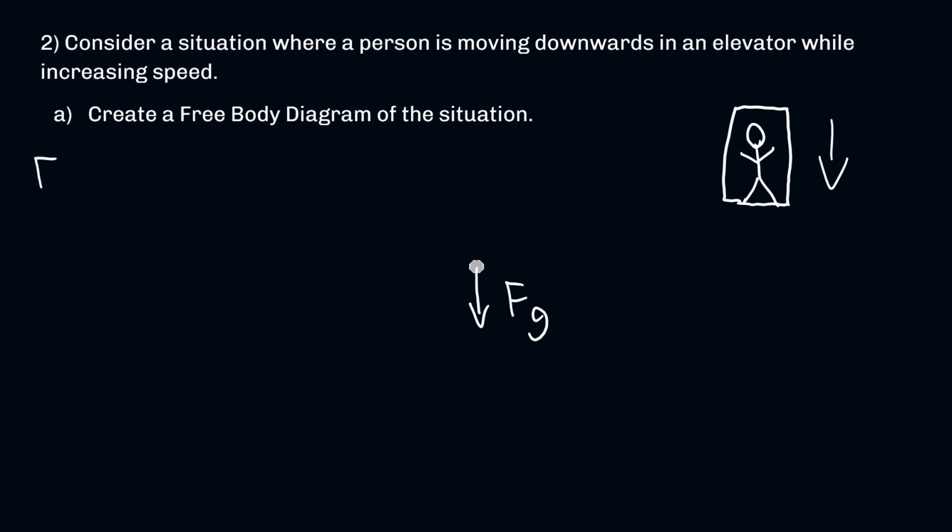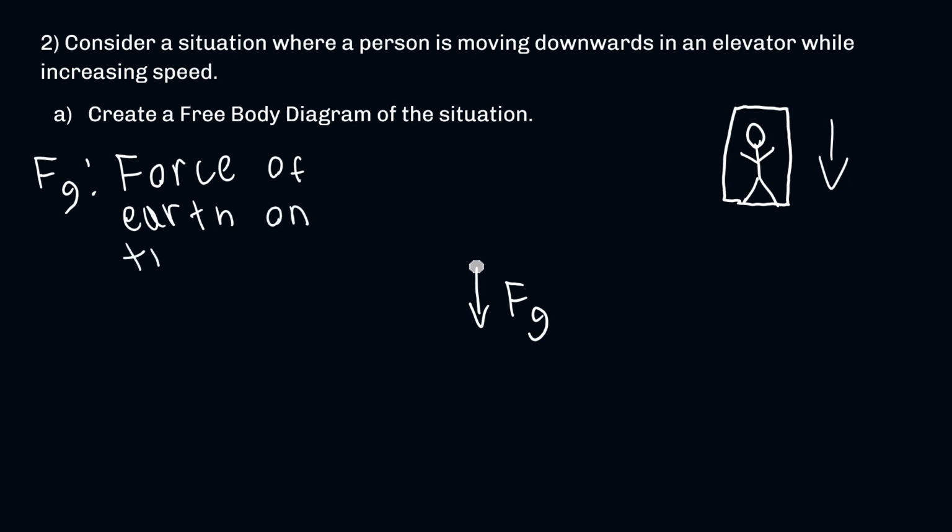And when we annotate this as Fg, you're going to make it the force of the object on the object. So the object that creates gravity is going to be the Earth. So force of Earth on the person.